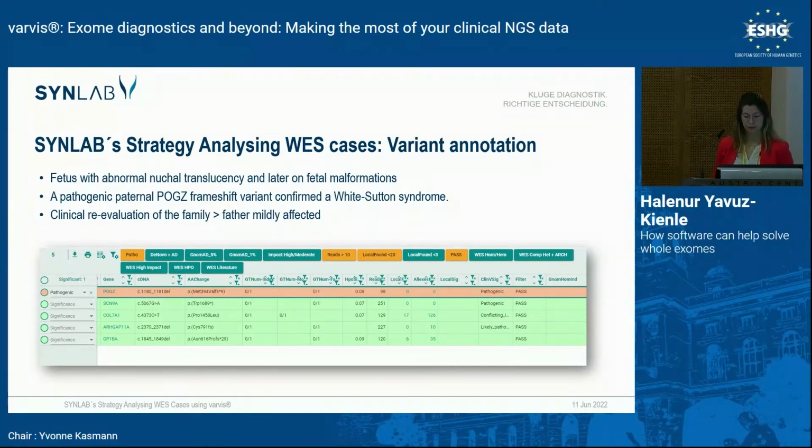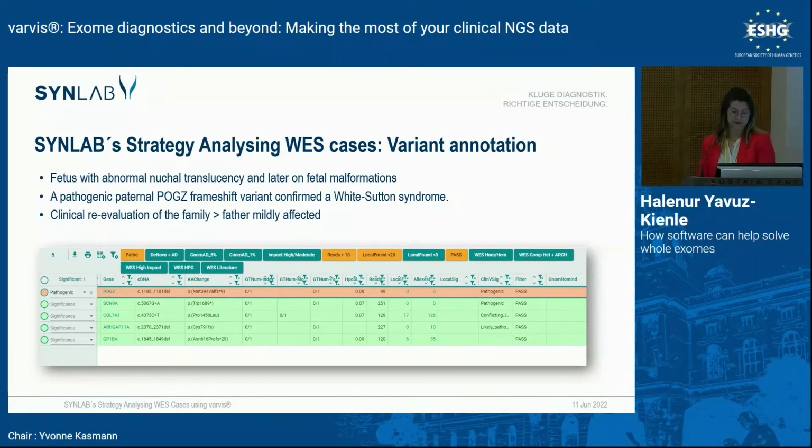So, mode of inheritance we talked about. Here is a variant, for instance, in a fetal sample with abnormal nuchal translucency and, later on with the next ultrasound, fetal malformations. We see this frameshift variant and nothing else in the patient, but it's paternal. The POGZ gene is known for mainly de novo variants described in the literature. So having a healthy father carrying this frameshift variant doesn't fit the mode of inheritance pattern that we are expecting from this analysis.